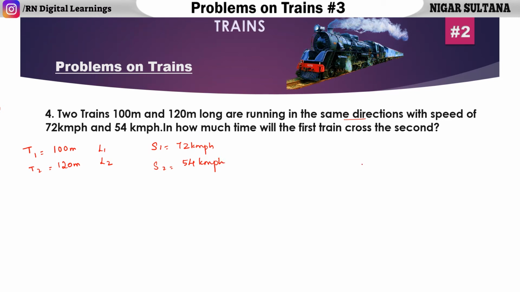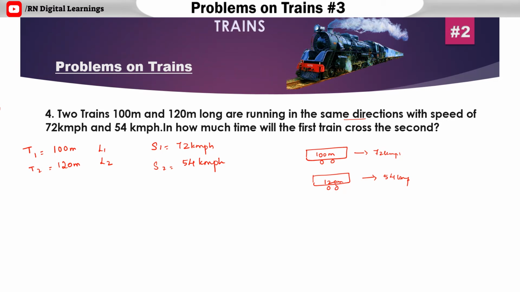How much time will the first train takes? Now there are two trains. So the first train length is 100 meter and the speed is 72 km per hour. Now another train is 120 meter and the speed is 54 km per hour. Now both the trains are moving in the same direction. At what time will the first train cross the second one? Now the speed is given in km per hour and the length of the train is given in meters. So first we need to convert this kilometer into the meter per second.